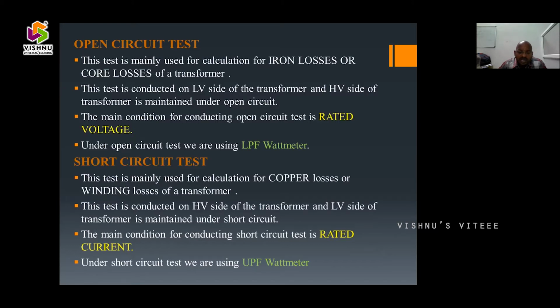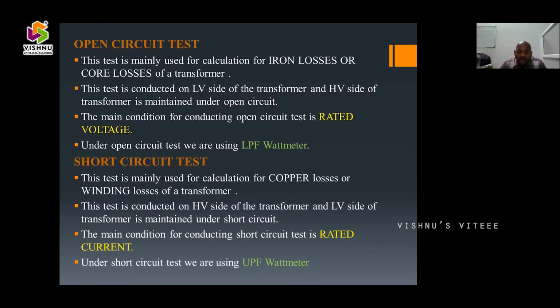And this test is conducted on the HV side of the transformer, because the main condition for conducting the short circuit test is rated current. Why? Because the copper losses or winding losses depend on the current drawn by the transformer. That's why we conduct the short circuit test at rated current. After applying rated current on the transformer, the current drawn by the transformer creates the copper losses or winding loss in the transformer.